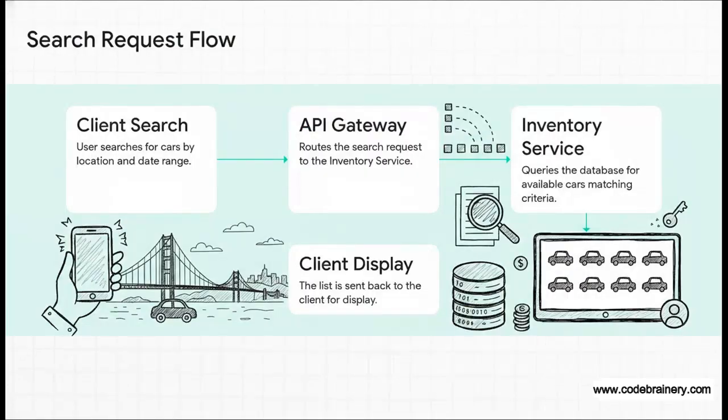Let's trace a simple request, just to see how this all fits together. A user searches for a car in San Francisco for next weekend. That request hits our API gateway. The gateway sees it's a search query and knows exactly where to send it, the inventory service. The inventory service then queries its database for all vehicles in that location that are available during those dates. The database returns a list of cars, and that list travels all the way back to the user screen. It's simple, it's clean, and every component has a very clear job.